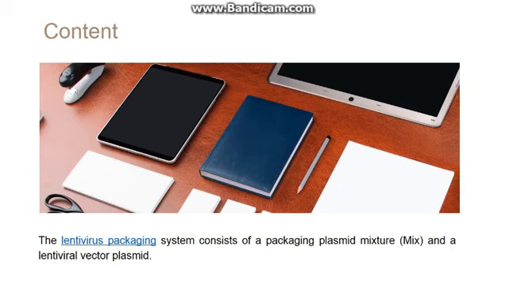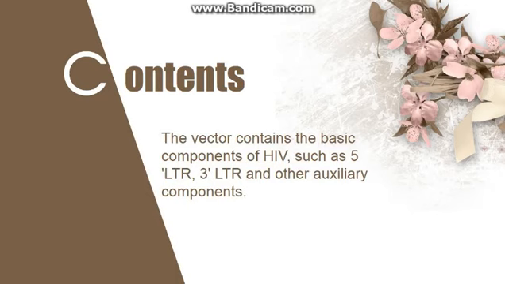Content. The lentivirus packaging system consists of a packaging plasmid mixture and a lentiviral vector plasmid. The vector contains the basic components of HIV, such as 5-LTR, 3-LTR and other auxiliary components.